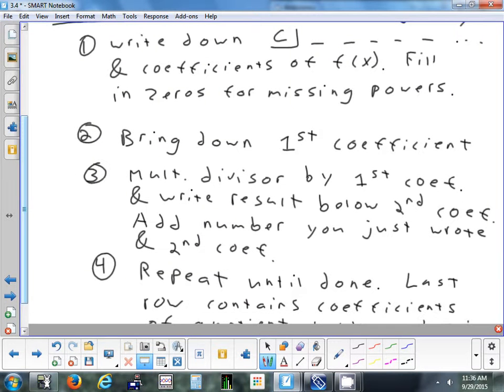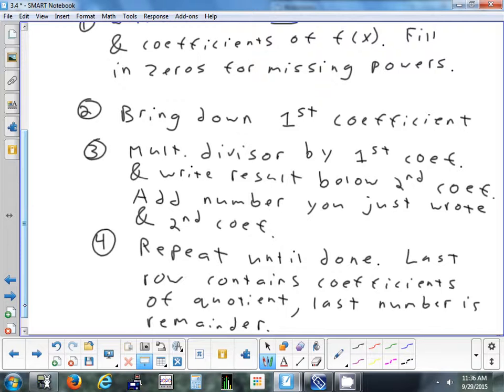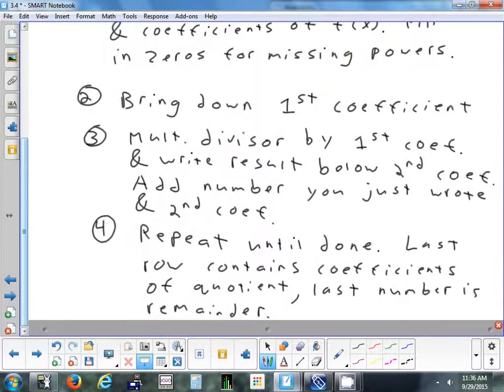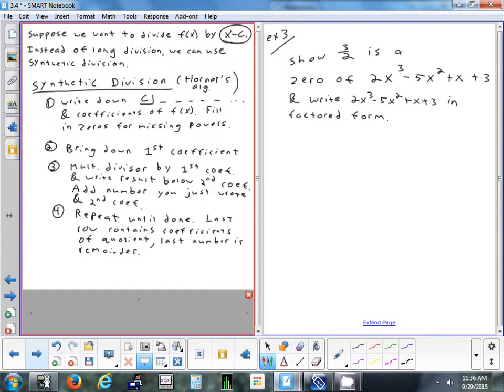And we repeat that process until we're done. Once we do a problem, I'll show you how you read your final answer. But it's basically the bottom row in synthetic division. It's going to be the coefficients of the quotient. So I'll show you how that works. Let's see if we can keep this up.